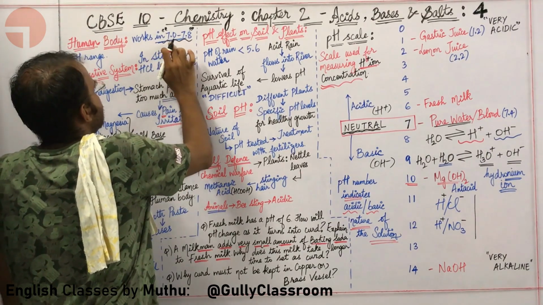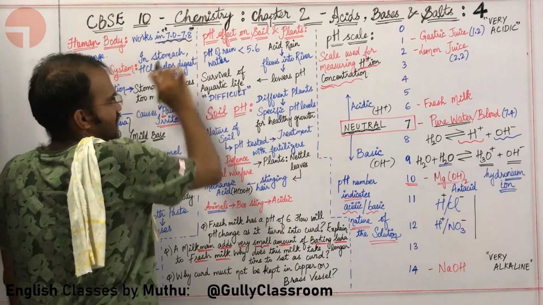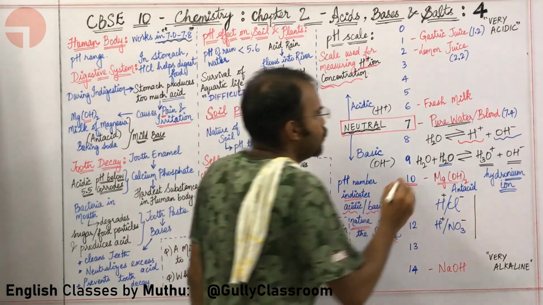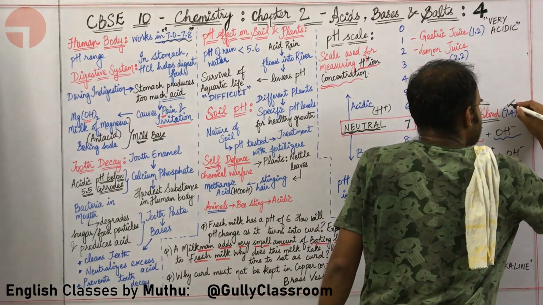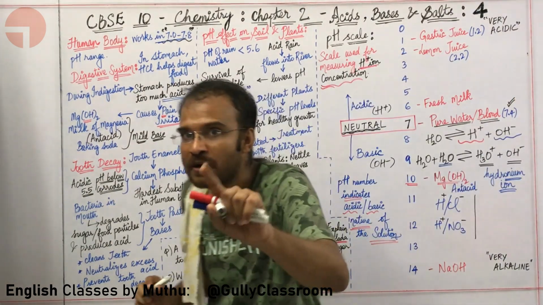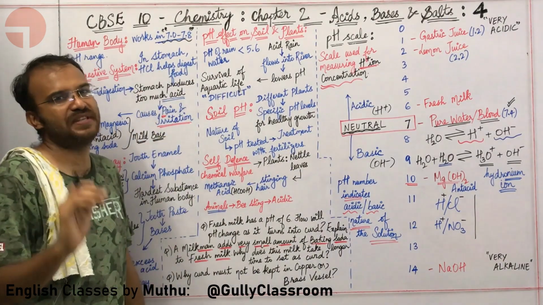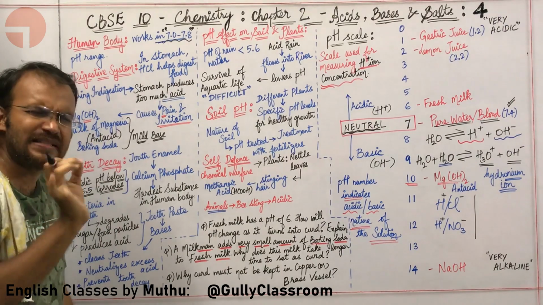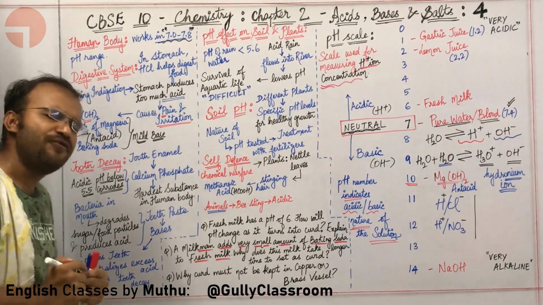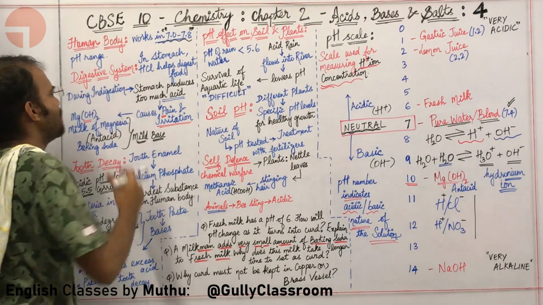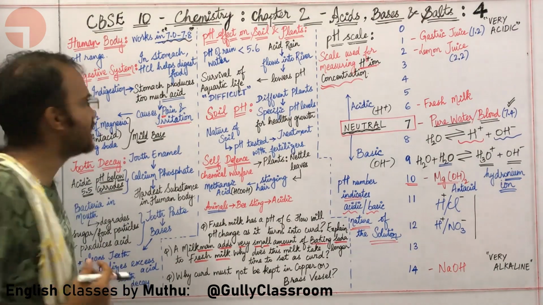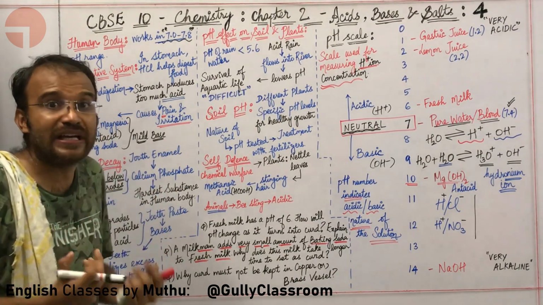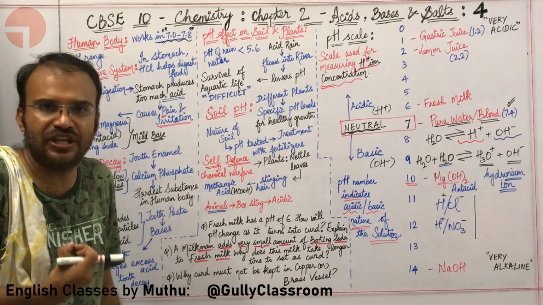So the human body works in a pH of 7.0 to 7.8. In fact, human blood has a pH of 7.4. Okay sir, give us very specific examples with respect to our body. First, let us look at our stomach, the digestive system. In our stomach, hydrochloric acid is produced in order to digest the food.